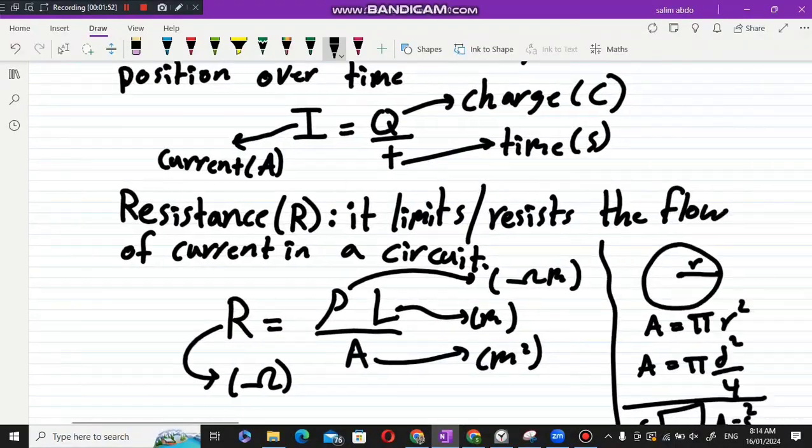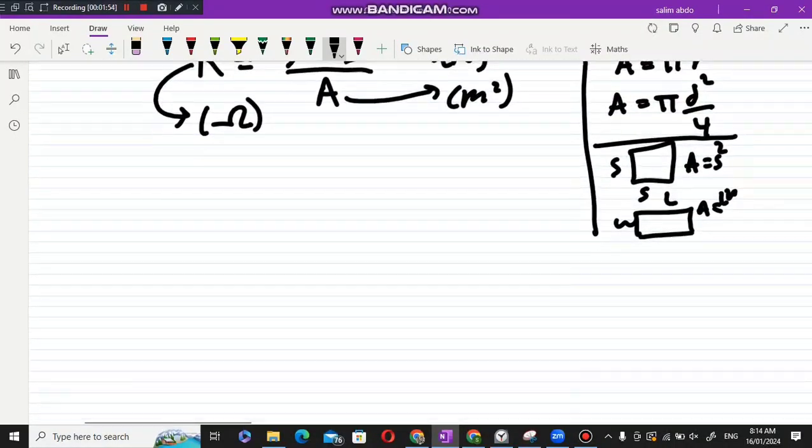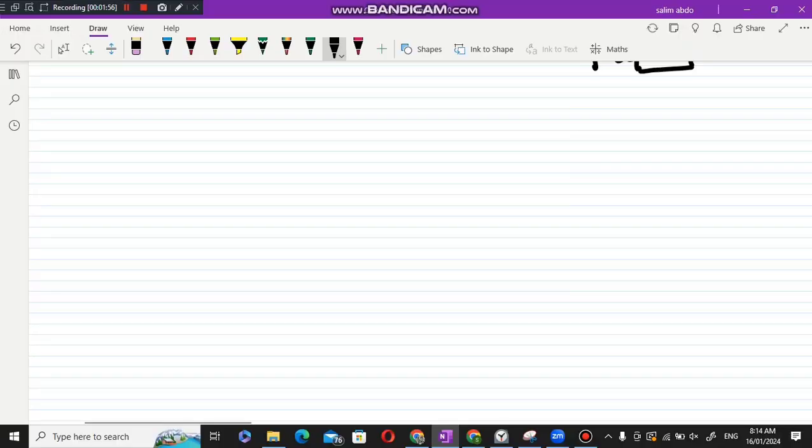Then we can relate current to resistance in the following equation, which is known as Ohm's law. Ohm's law says that voltage is equal to resistance times current.